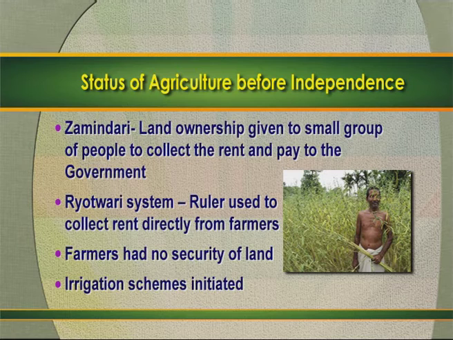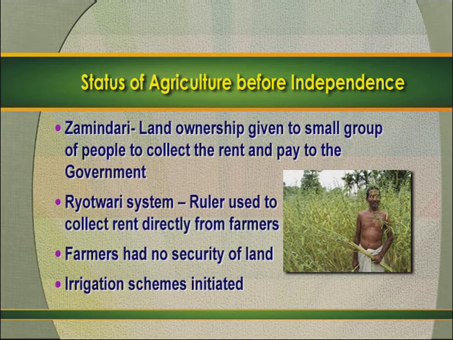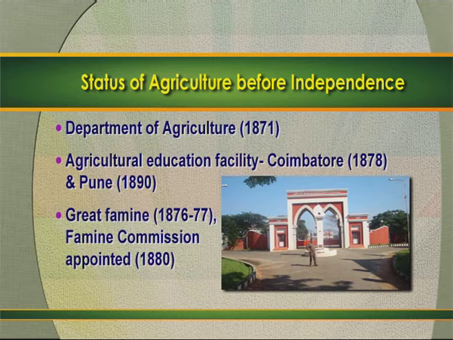In the British period, some irrigation schemes were also initiated in the river deltas for raising additional revenue for the British government. Then a number of good initiatives were also taken at that time. Important ones are like the Department of Agriculture created at the national level. At the same time, a number of state level Departments of Agriculture were also created. Agriculture education facilities were started at Coimbatore and also at Pune.